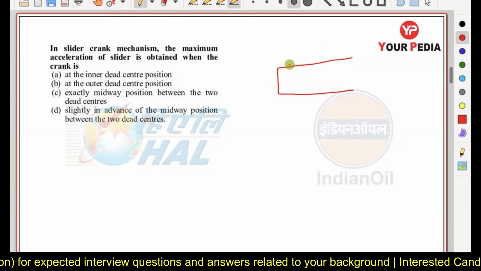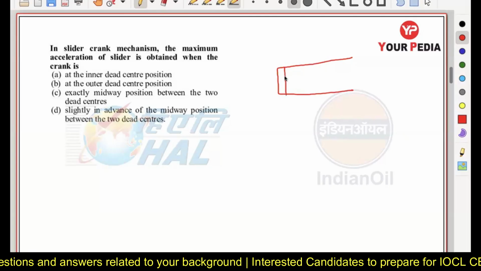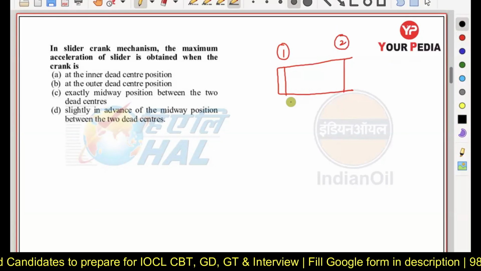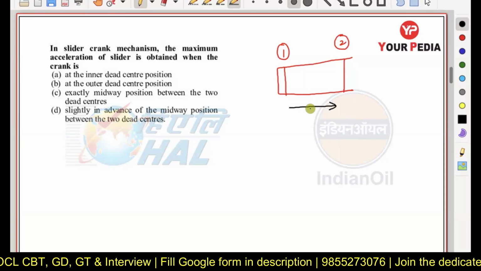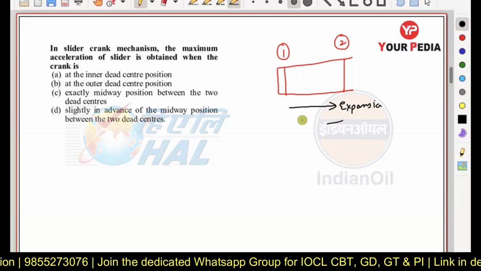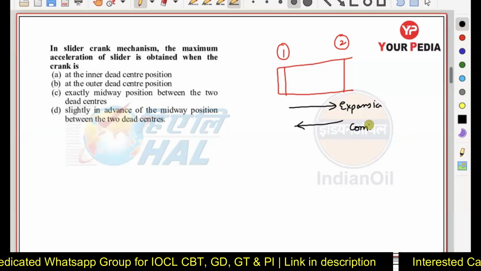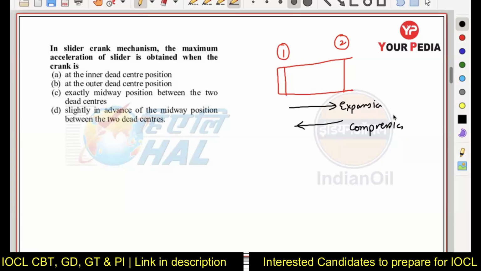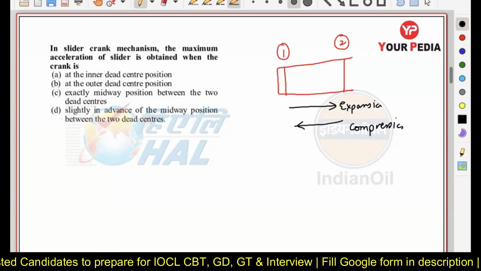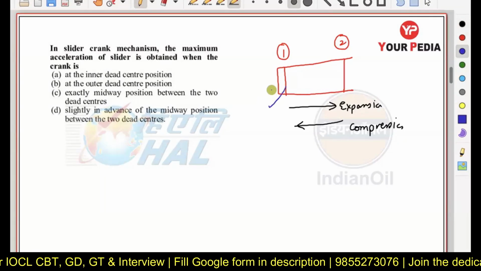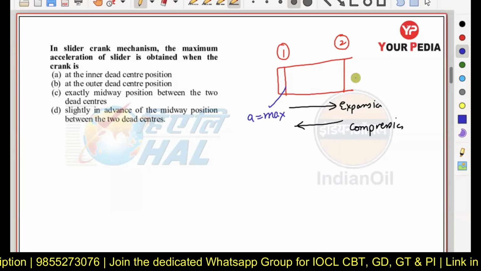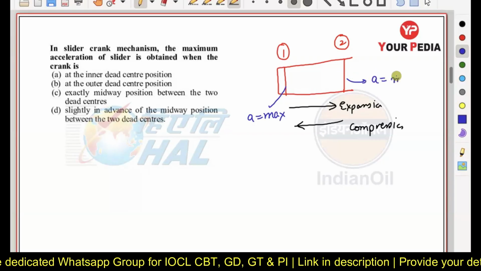Just see some basic information: whenever the piston is sliding in the crank, from position number 1 to position number 2, 1 to 2 is representing the expansion and 2 to 1 is representing the compression. The movement of the piston inside the cylinder is from 1 to 2 or 2 to 1 here. We have to remember that at the extreme position, the corresponding acceleration is going to be maximum. So at point number 1 and at point number 2, the acceleration is going to be maximum.